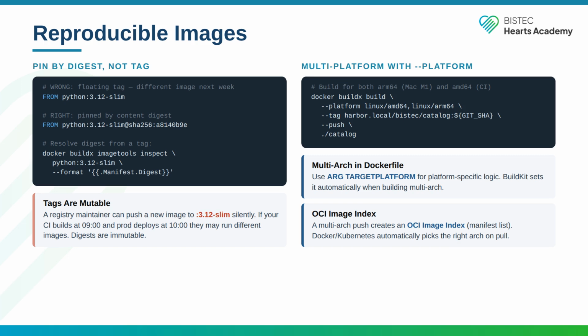The multi-architecture story. BuildKit can build for linux/amd64 and linux/arm64 in a single push. Harbor stores an OCI image index that maps each platform to its architecture-specific manifest. A developer on an ARM MacBook and a CI runner on an AMD64 server both pull the same tag, and each get the correct architecture automatically.